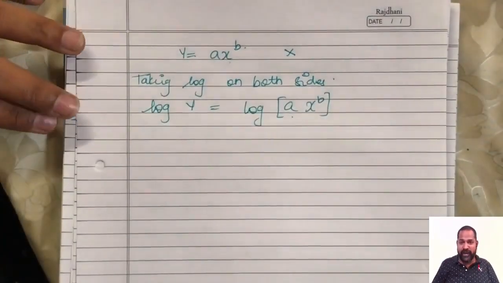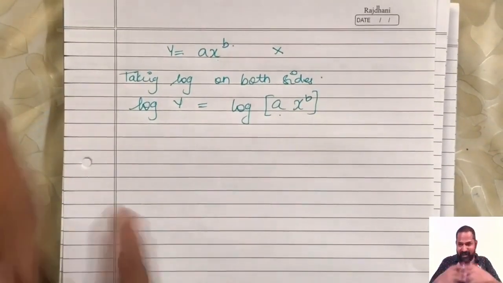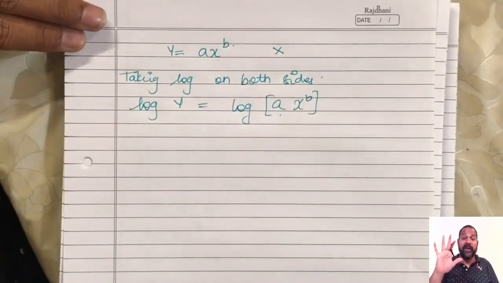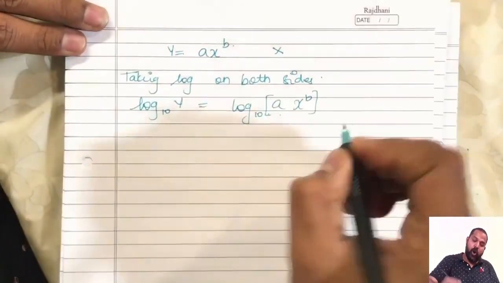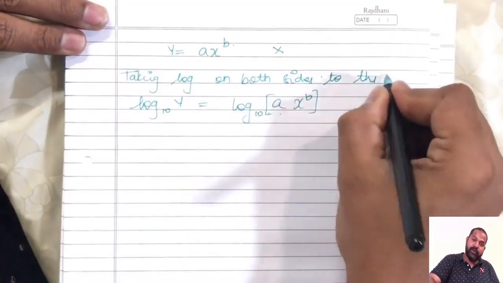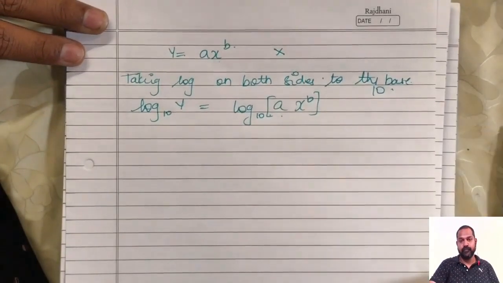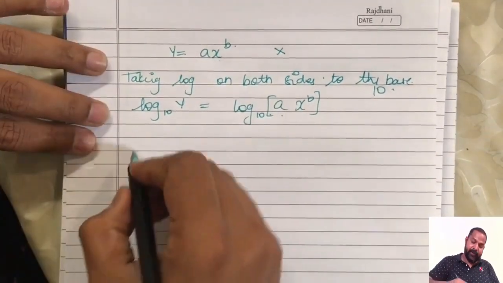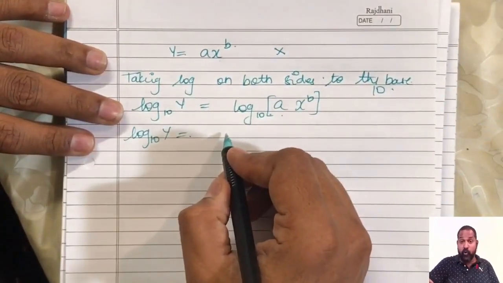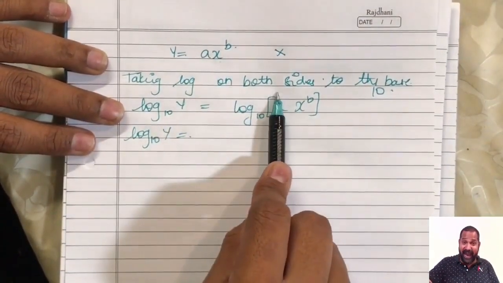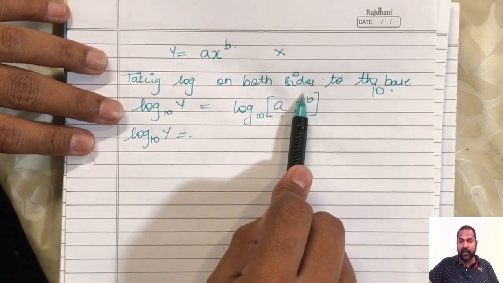But sir, log has to be taken to a certain base. What base are you taking log to? Well, it's up to you. You can take any base. But what base is convenient to us? 10. So I am taking log on both sides to the base 10. In the next step, log of y to the base 10 is, I am going to consider this as log of a into x raised to b.